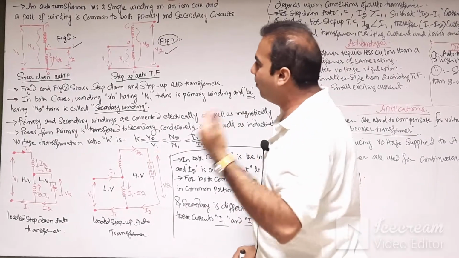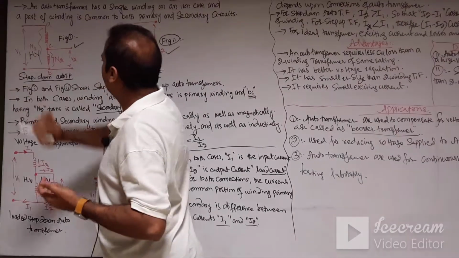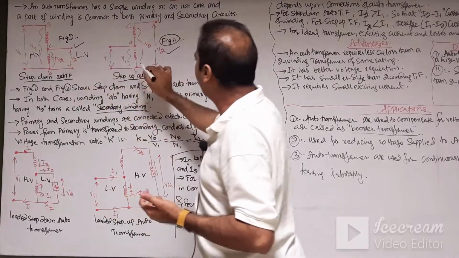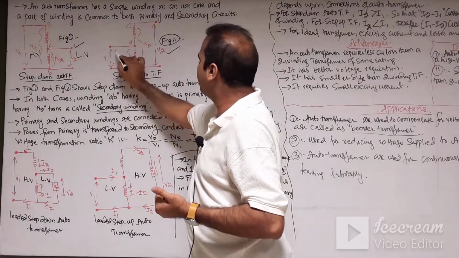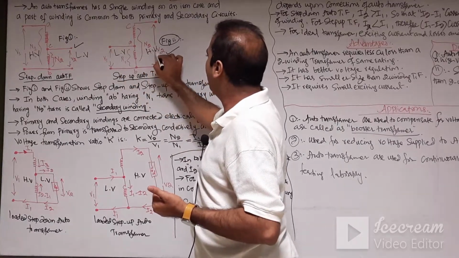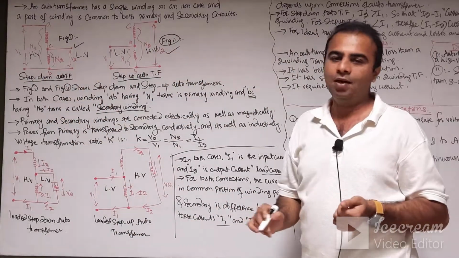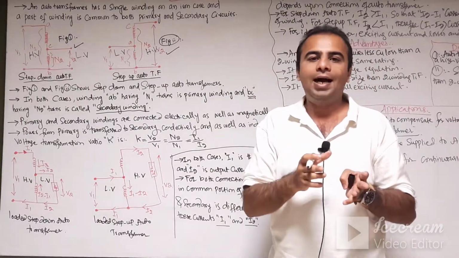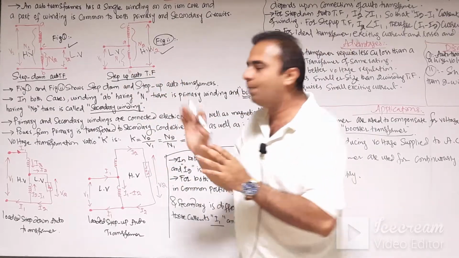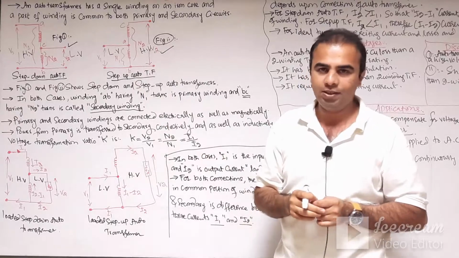In the step down autotransformer, the voltage is stepped down from the HV side to the LV side, and in the step up autotransformer, this one is the LV side and this one is the HV side. HV is the high voltage side and LV is the low voltage side. So in the step down autotransformer, the higher voltage is stepped down into the lower voltage, and in the step up autotransformer, the lower voltage is stepped up into the higher voltage.